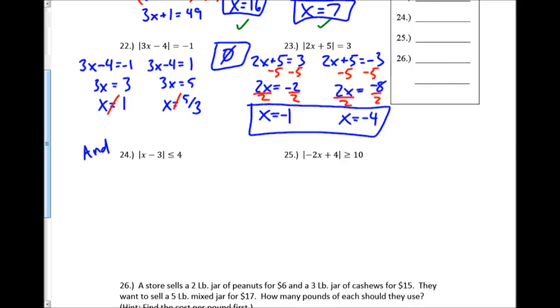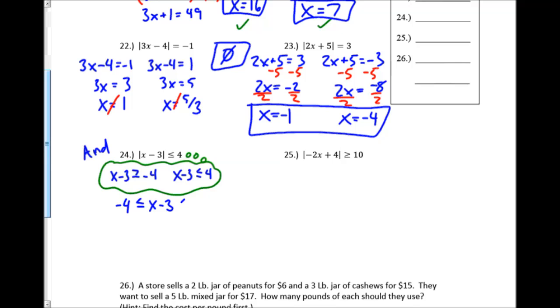And I can think of it two ways. If I were to split this up, I'm going to put this in a thought bubble because this is not actually the way I'm going to solve it. One of the equations would be x minus 3 is less than or equal to a 4. The other one would be x minus 3 is greater than or equal to a negative 4. And really, if I rewrite that all as one inequality, I could write the negative 4 is less than or equal to the x minus 3, and the x minus 3 is less than or equal to the 4.